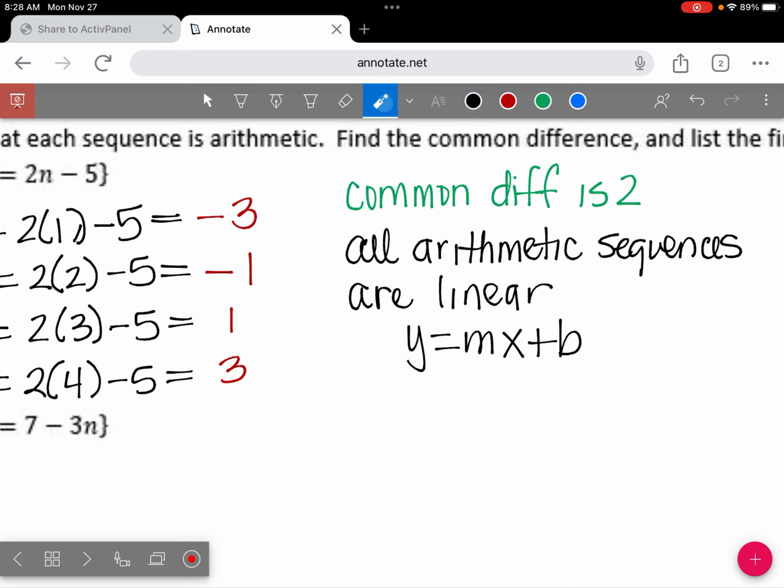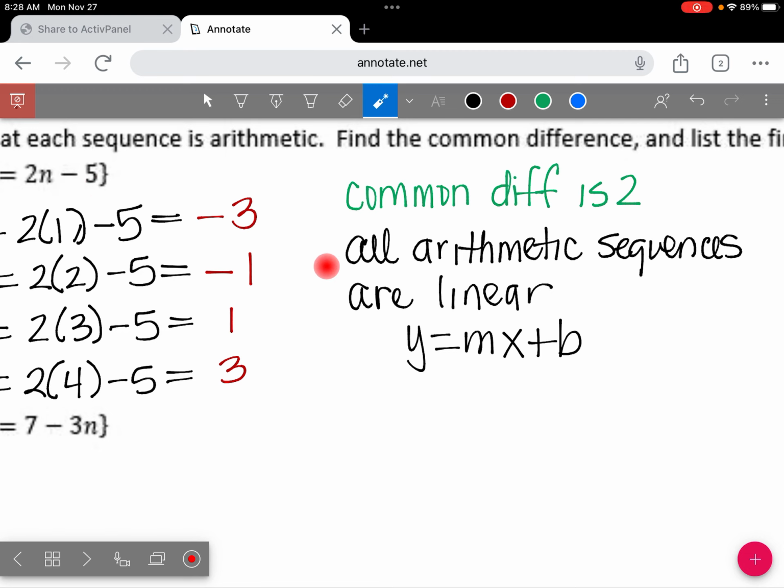So when you're looking at this equation, you see how it says 2n minus 5? That 2 is your slope. So I knew, without finding my first four terms, I knew just from looking at this equation that because my slope is 2, that my common difference would be 2. The y-intercept represents t sub 0.